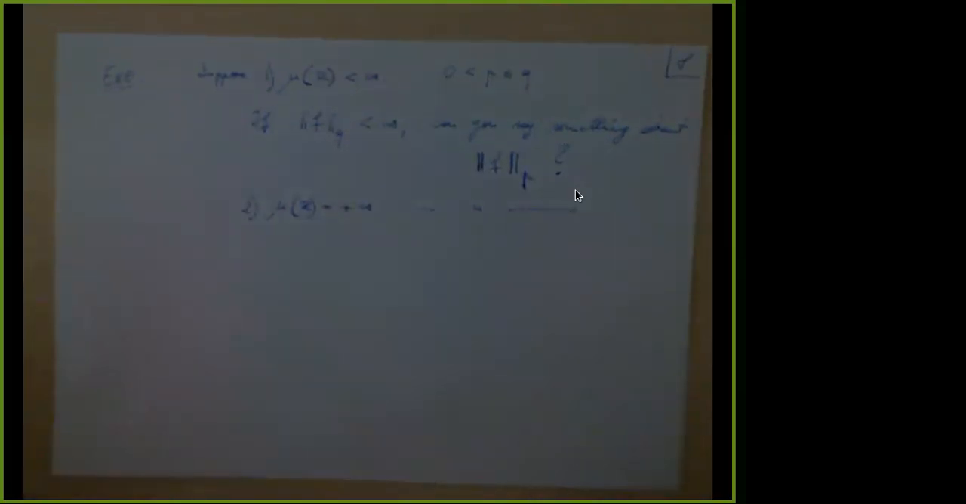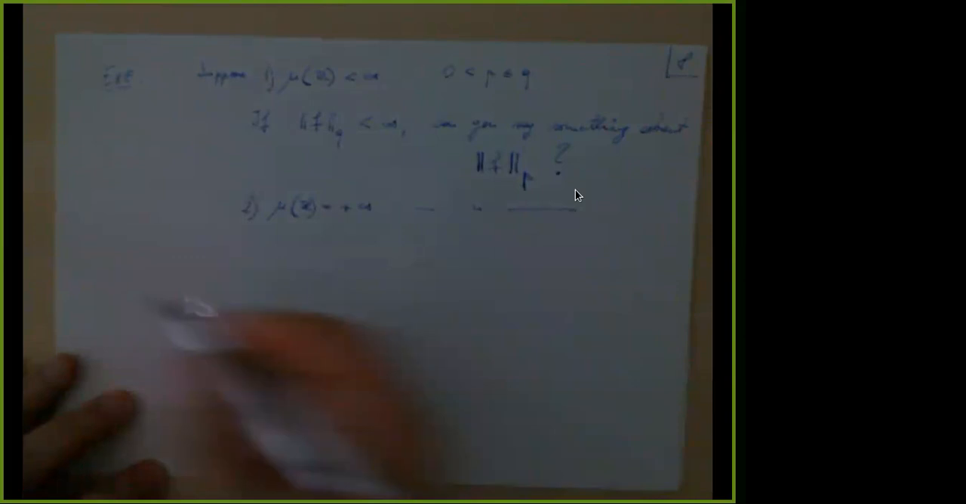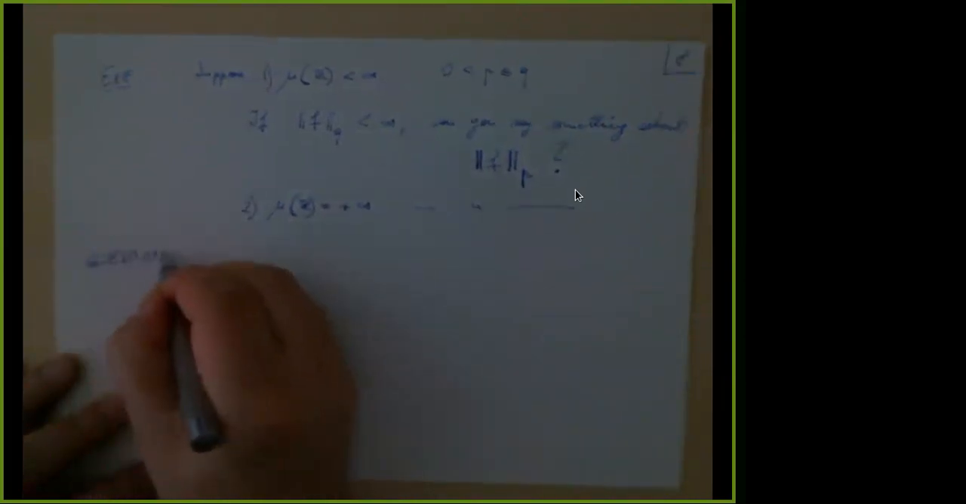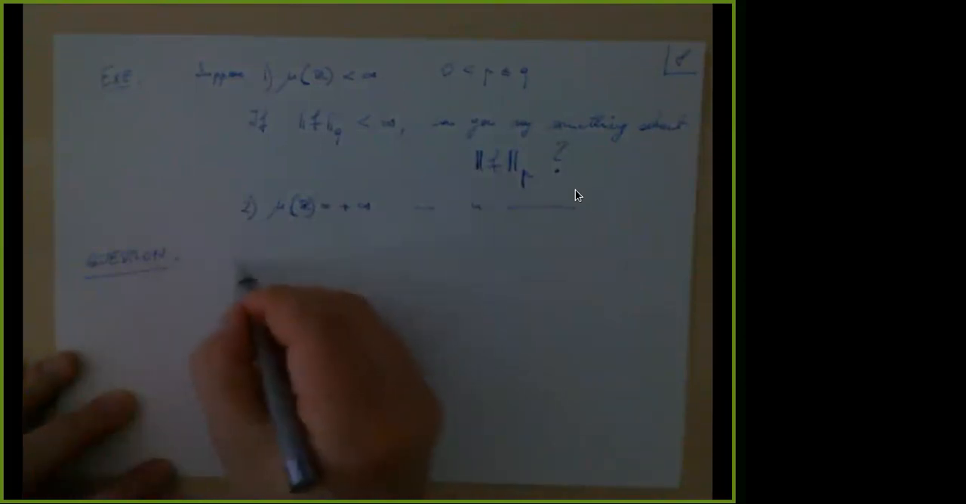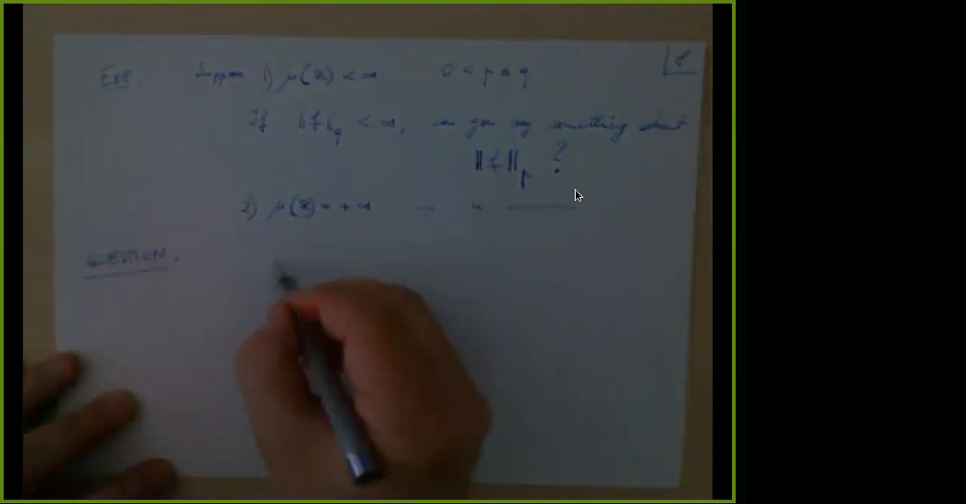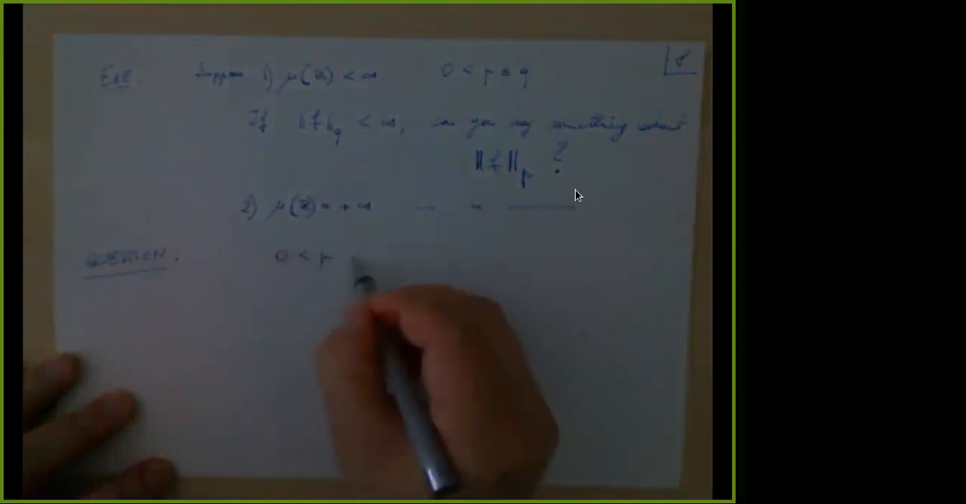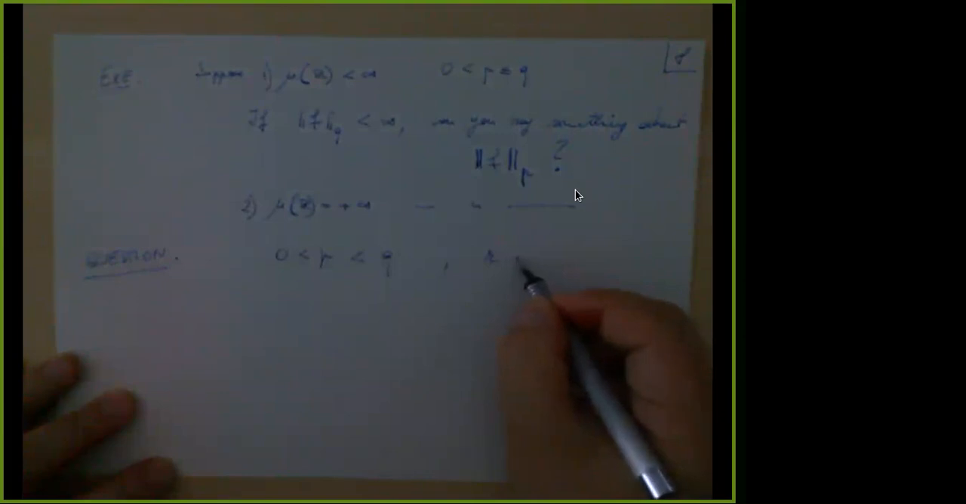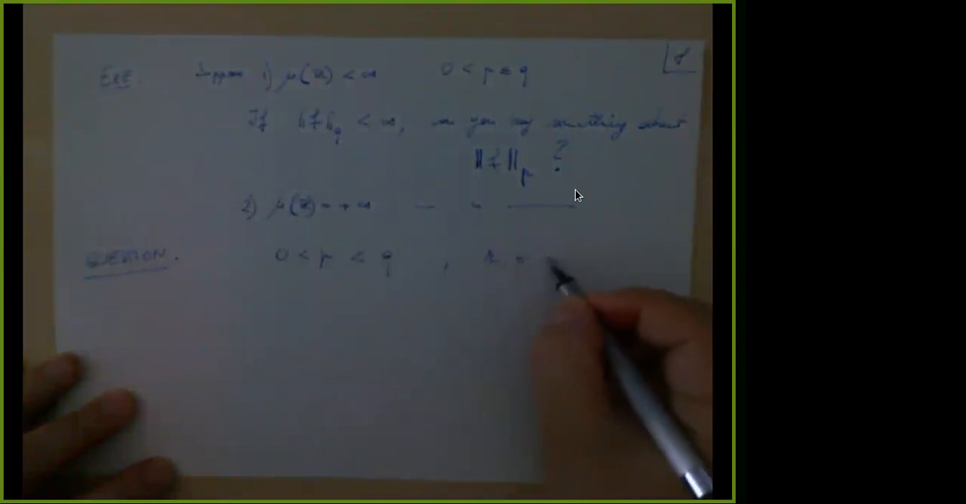But then another question arises, which is the following one. So suppose we have now 0 less than p and q, but not equal, strict inequality, and we take r between p and q. Let's say we take r between p and q.